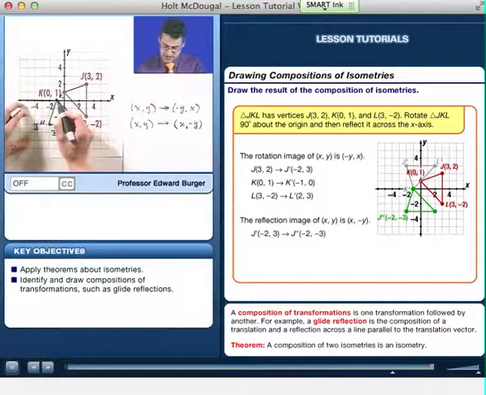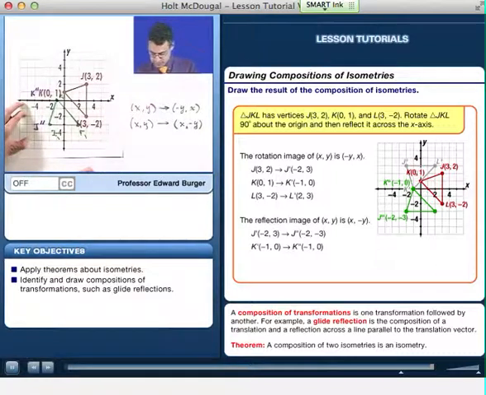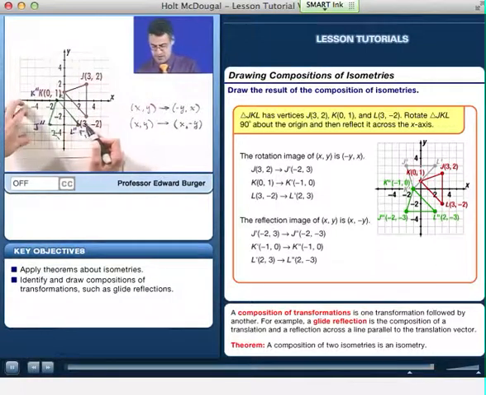Notice that this point is my K double prime, which is the same as K prime, because you see when I take that point on the x-axis and flip it over the x-axis, it doesn't change at all. So that's pretty cool. And you can see that this point right here is my L double prime, which you can see has coordinates 2 comma negative 3.